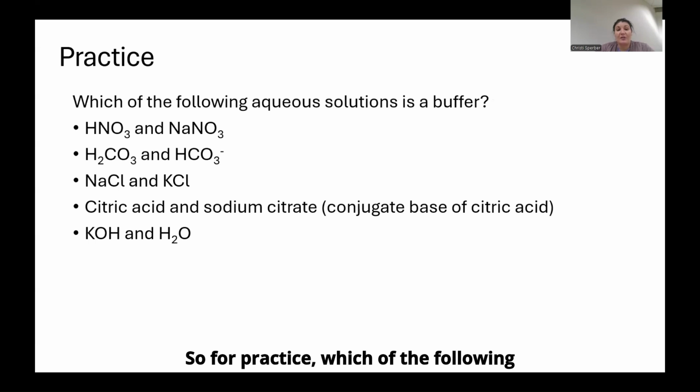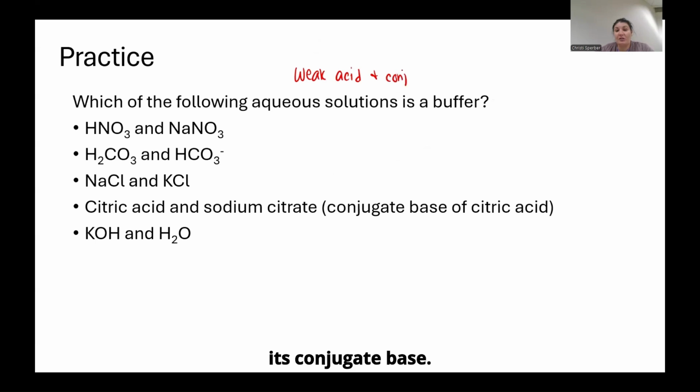So for practice, which of the following aqueous solutions is a buffer? Remember, for a buffer, we need a weak acid and its conjugate base. HNO3 and NaNO3 doesn't work. That is a strong acid. H2CO3 and HCO3, that is a base, and we don't use that.